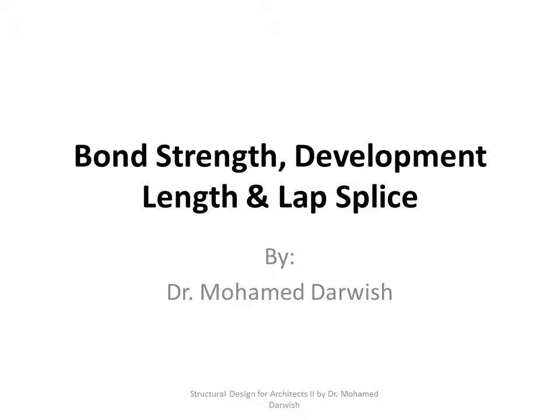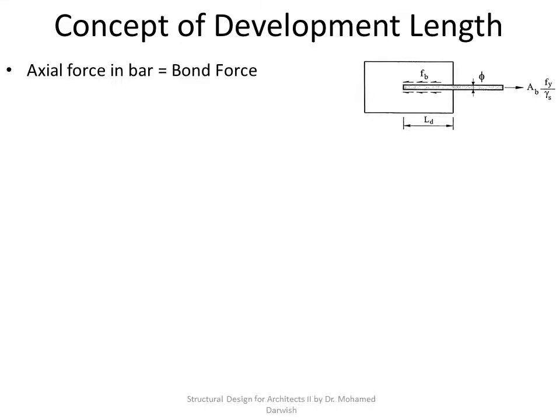Hello again. Now we'll be discussing the detailing of RC beams and actually the detailing of any reinforced concrete members, because here we'll be discussing some very important concepts about bond strength, development length, and lap splice. So the concept of development length is simply that you need a certain length in order to have a sufficient contact surface area between the steel bar and the concrete, the surrounding concrete.